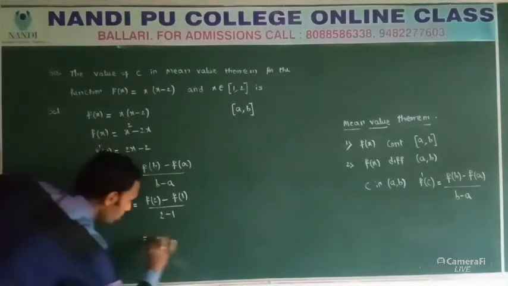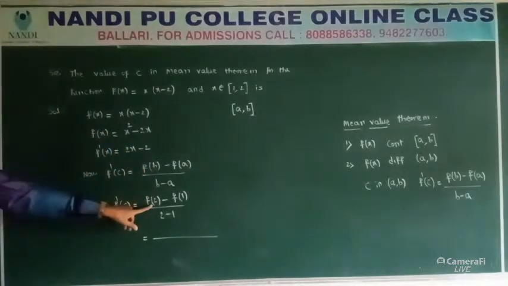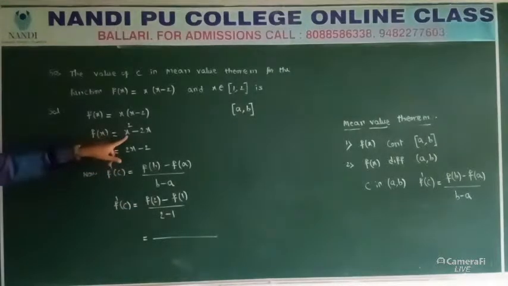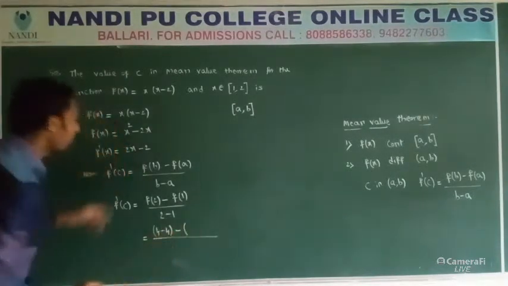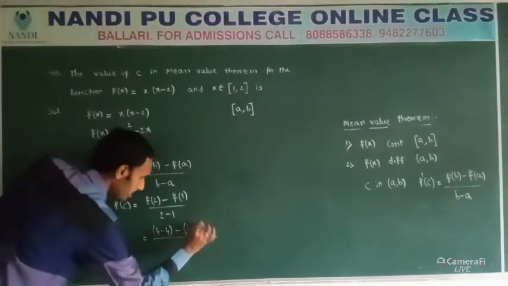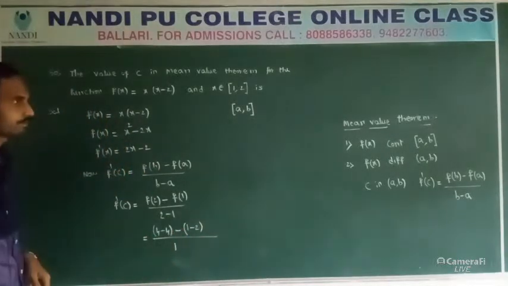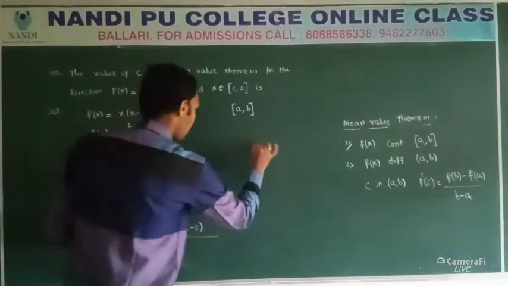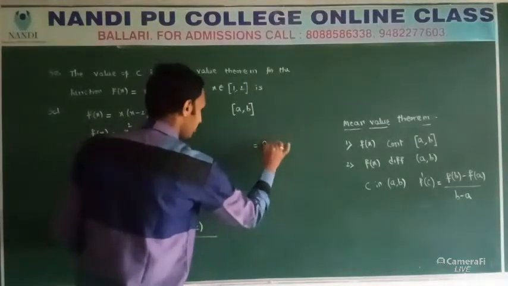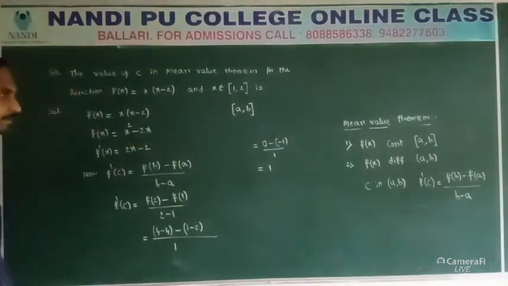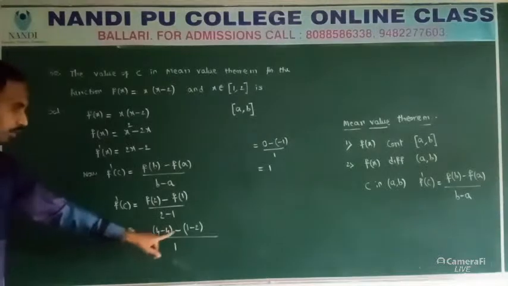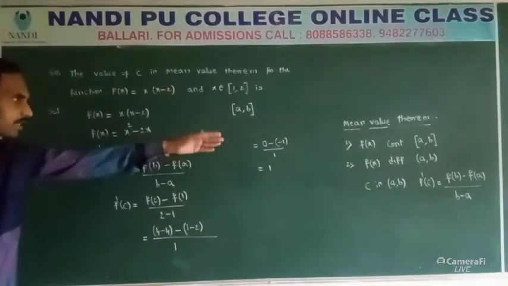Okay, it is equal to f(2). Substitute 2 in the given function. f(2) is 2 square, 4, minus 2 twos are 4, so 4 minus 4. f(1) is 1 square, 1, minus 2 ones are 2, by 2 minus 1, which is 1. Right, it is equal to 4 minus 4 is 0, minus of minus 1 by 1 is equal to 1 by 1, which is 1. Minus into minus is plus 1.